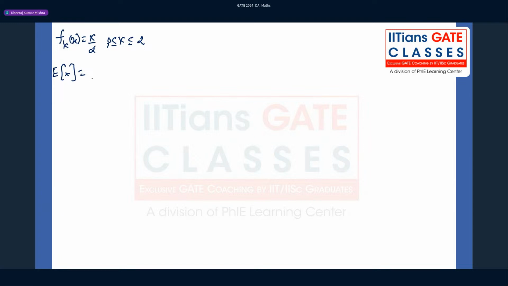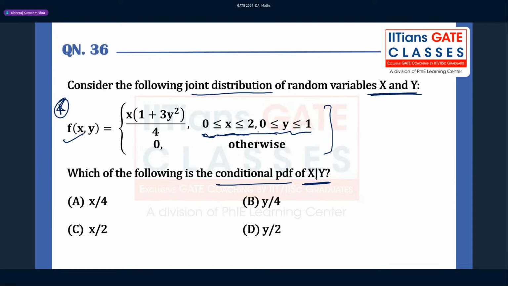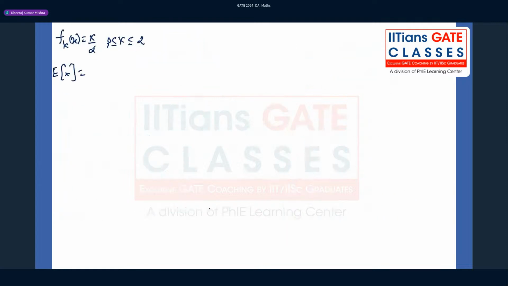Okay, this will be very simple, guys. Directly we will be able to get it, since they are asking for the conditional PDF here. So you know that one of the options is going to be correct. Just wait and watch what I'm going to do. This is the expectation of x. So the expectation of x is the integral from 0 to 2 of x times x by 2 dx, which is the integral from 0 to 2 of x square by 2 dx. Understood? Then you can just solve this.